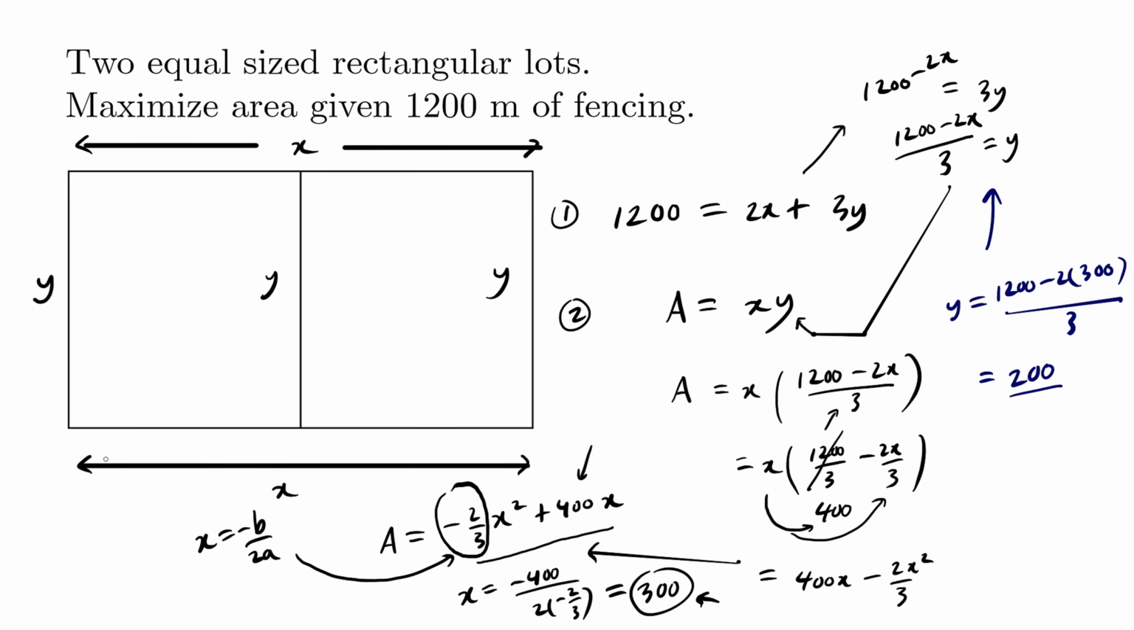Okay, now that we have X and Y, we can actually calculate the area, which is X times Y. The area is X times Y, and 300 times 200 is a huge number. 3 times 2 is 6. You have 4 zeros. So there is your maximized area.